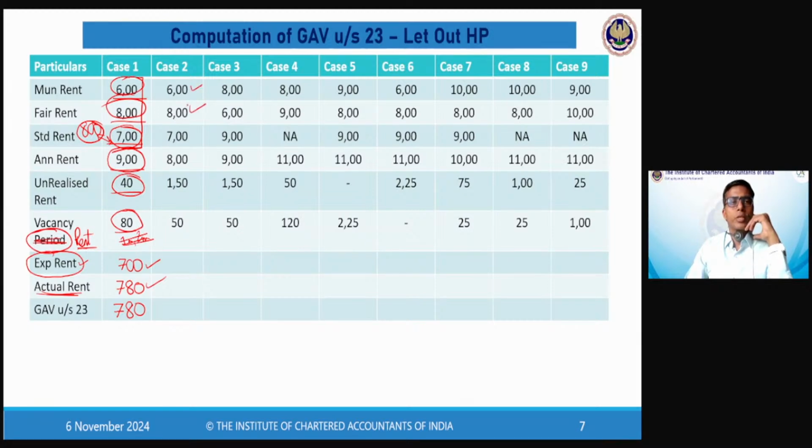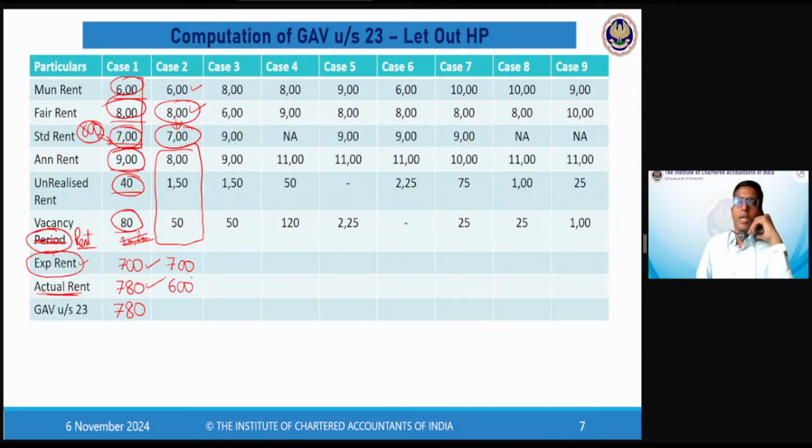Higher of these two is 800. 800 compared with 700, ER is 700. Now in this case, net of this will be my AR. So it comes to 800 minus 150, 50. It is 600. Now this will help us understand that point.